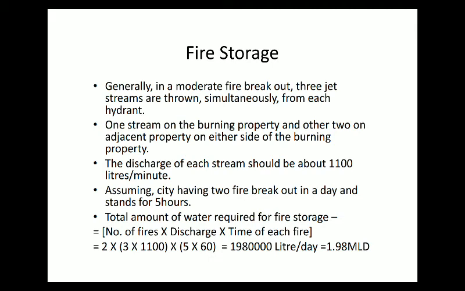The discharge of each stream should be about 1100 liters per minute. It's a general convention. It may be changed if we use Kuchling's formula or any other kind of fire demand calculation formula, then we might get some other values, but it is a minimum value, 1100 liters per minute. In this problem, I am assuming this value. You may check this value with other kinds of formulas. That is your personal or designer's choice, no issue, but you have to mention that formula before using.